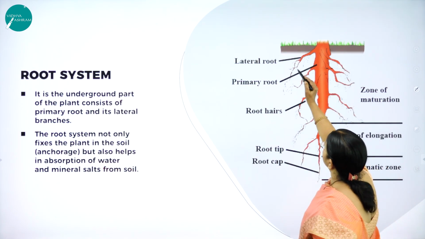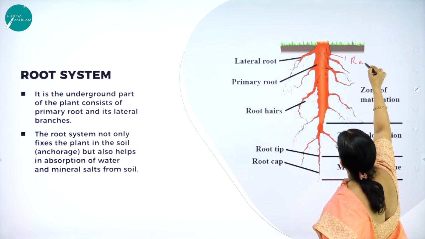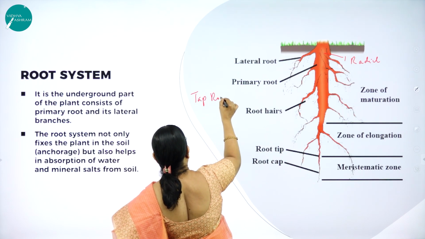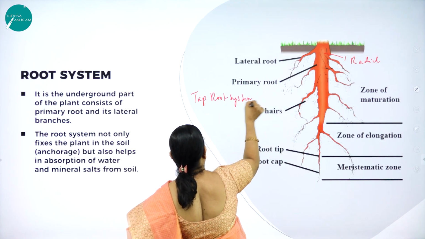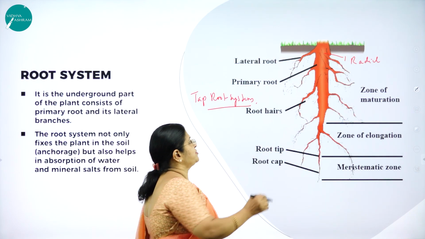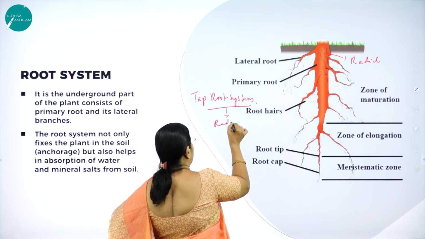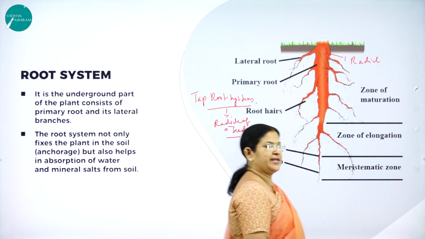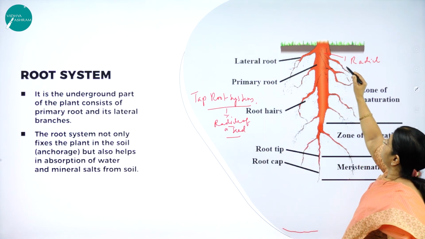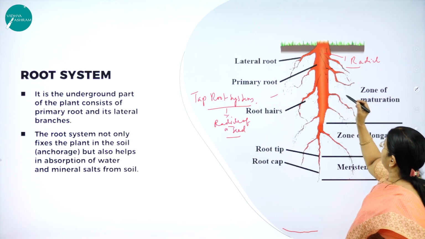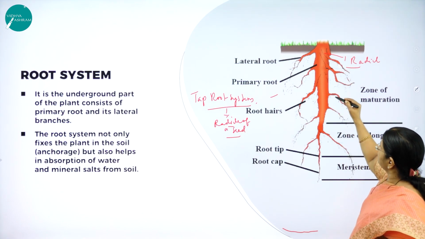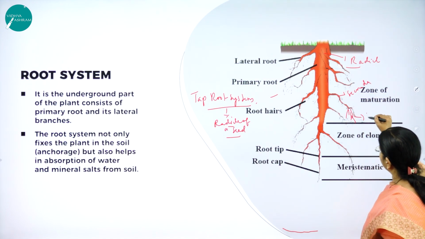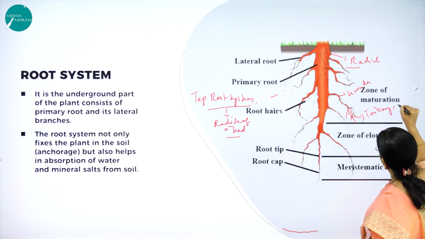So here you can see the radicle. As I said, this is a picture of a taproot system. This is a picture of a taproot system where it develops from where? It develops from the radicle of a seed. Here you can see the primary root develops into secondary roots. Secondary roots will give rise to some more smaller branches, which are called tertiary roots.